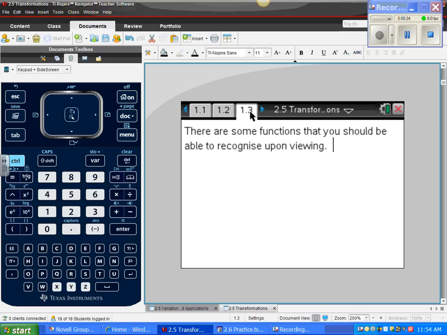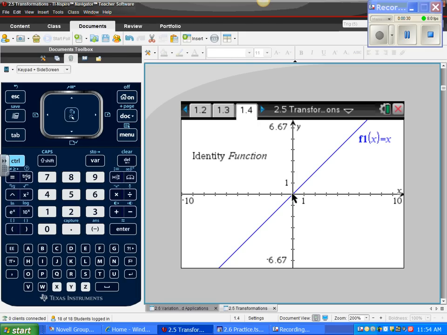Okay, so there are some functions that you should be able to recognize upon viewing, and we're going to go through a bunch of those right now. First one is our basic identity function, and that's a basic linear function. We also call these functions parent functions. These are functions that haven't had anything added, subtracted, or multiplied to them. They're about as simple as you could possibly get. So this first one is your identity function.